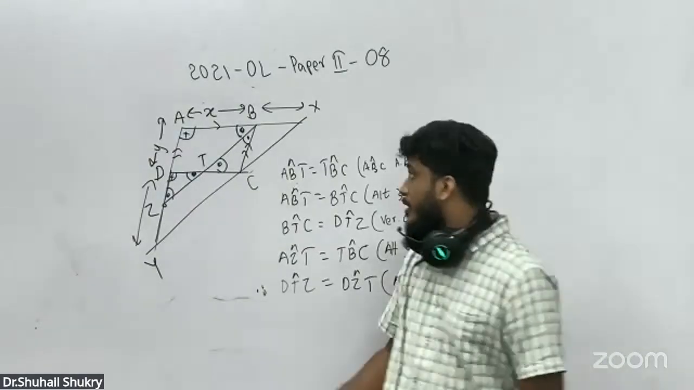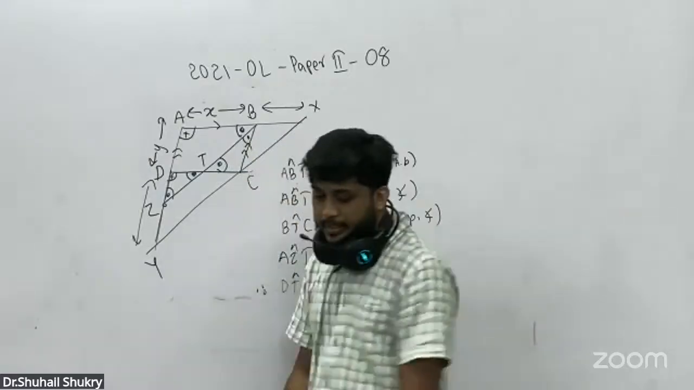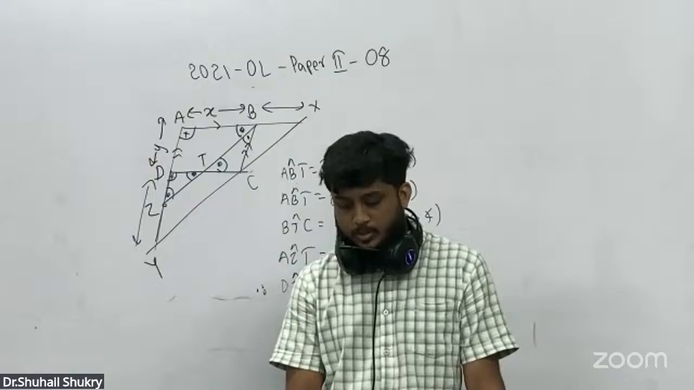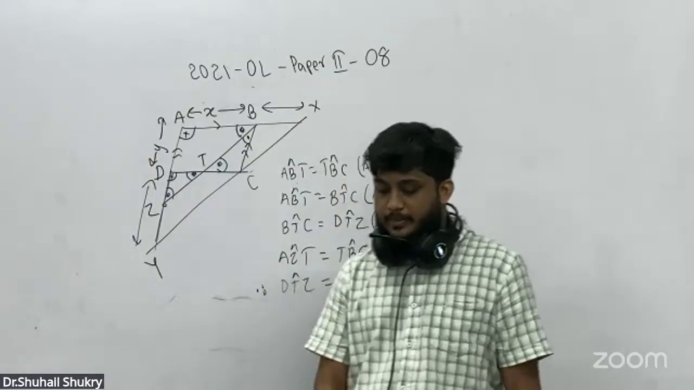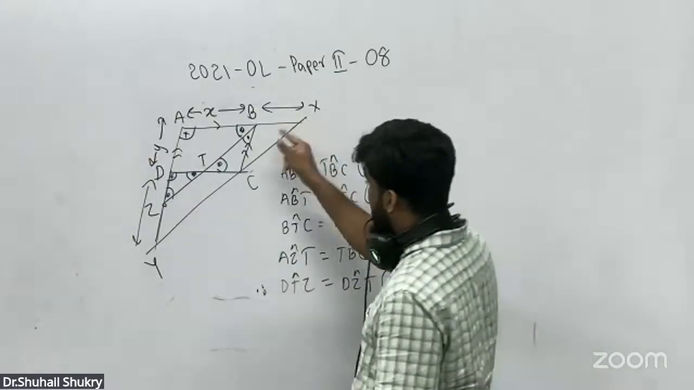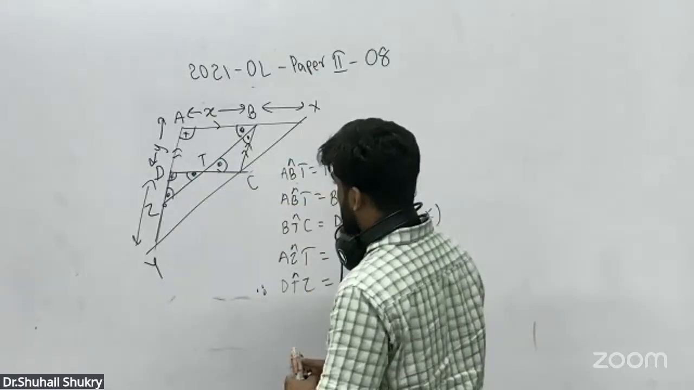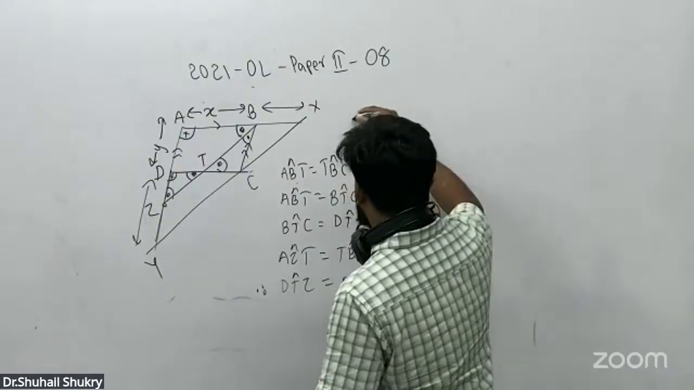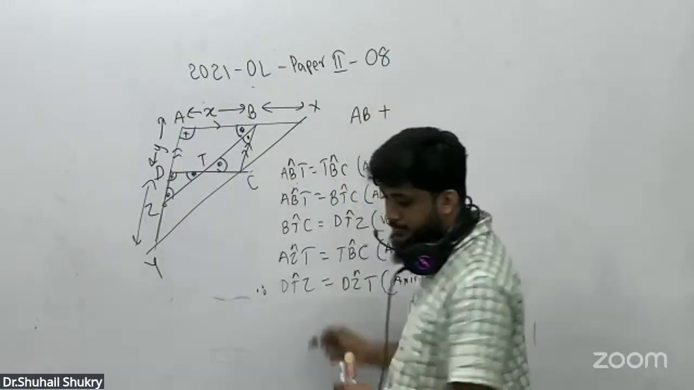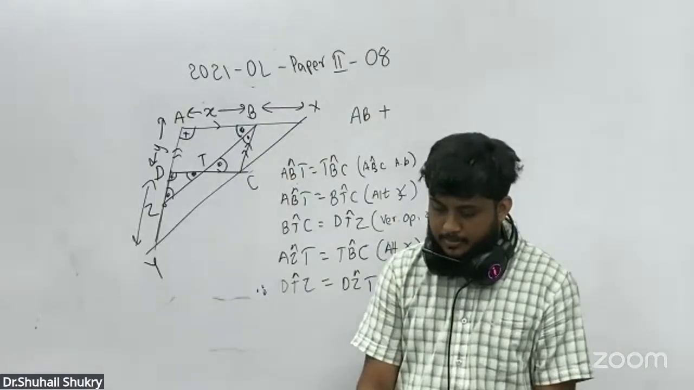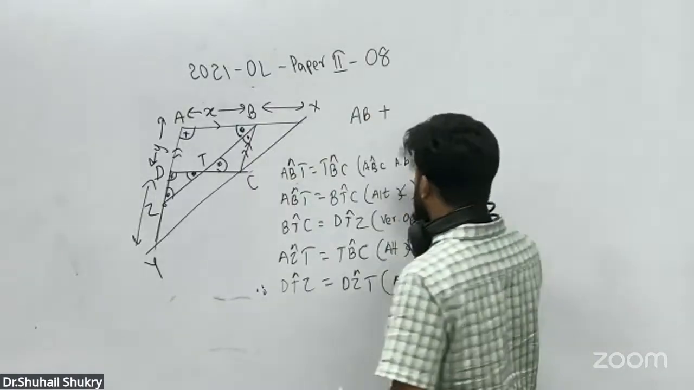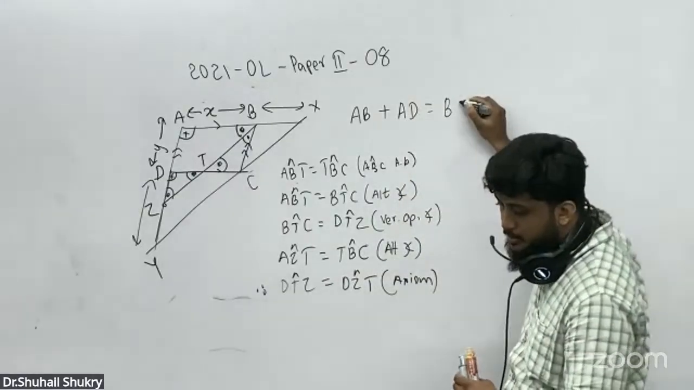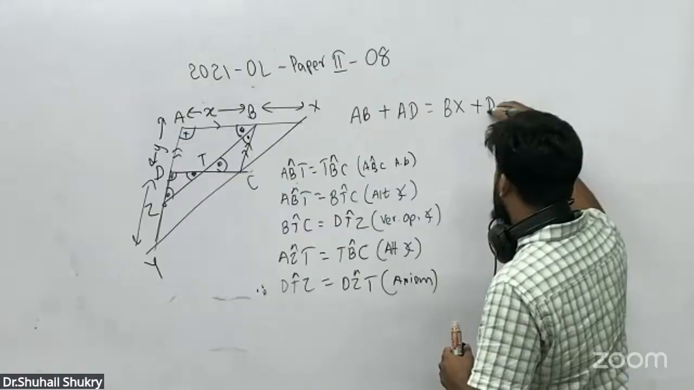Okay. Alright. Now, what is the final thing they have asked us to prove? AB plus AD is equal to BX plus DY, they have asked us to prove. Alright. We'll write that: AB plus AD equal to BX plus DY.